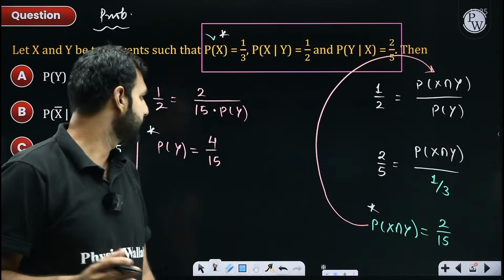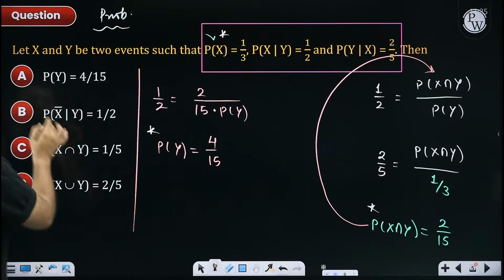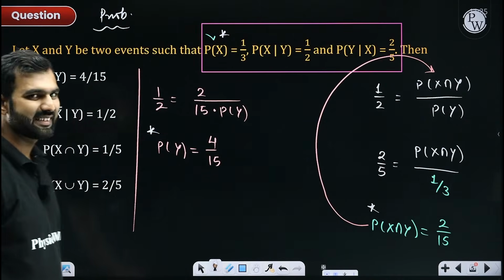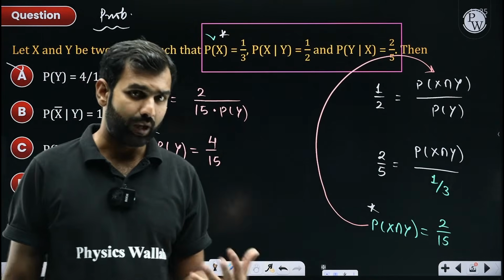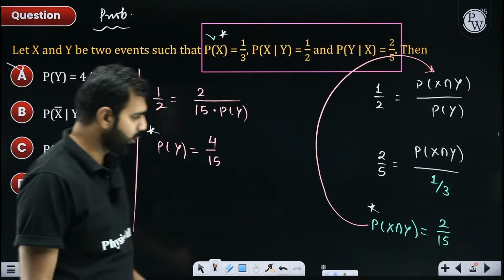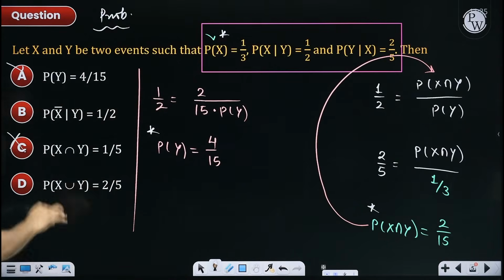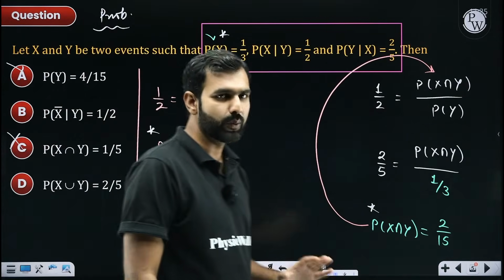Let us verify a few things. Are we given probability of y? I think we are given probability of y is 4 by 15. This is also 4 by 15, so option A is correct. I think for option B, I need to calculate more, which I'll do later. But what about probability of x intersection y? So probability of x intersection y is 2 by 15. We are told that this is 1 by 5, which is absolutely wrong.